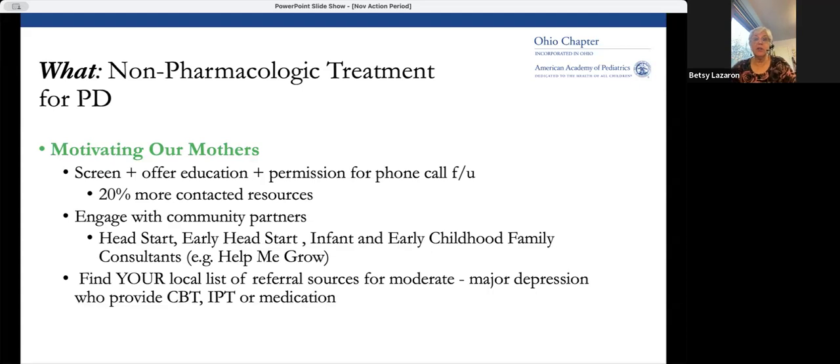Head Start or Early Head Start, various infant and early childhood consultants. Help Me Grow is all of Ohio. We have Every Child Succeeds in the Cincinnati region. But in your location, find your local list of referral sources for moderate and major depression. And those people can also provide CBT, interpersonal therapy, or medication. Everybody needs to have their favorite psychiatrist.